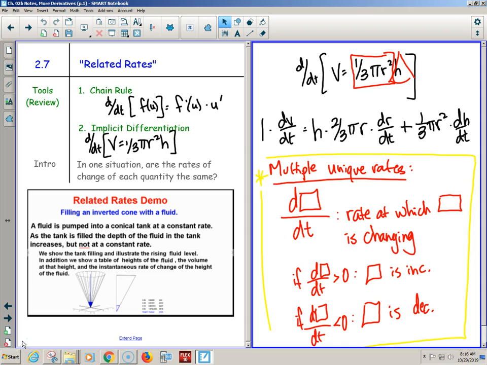So therefore, we went over here and questioned what skills we needed to use to take the derivatives with respect to time of this volume formula. What rules, what skills, what was necessary?